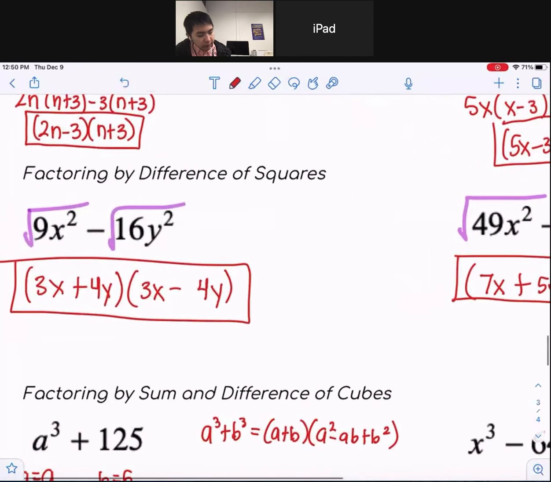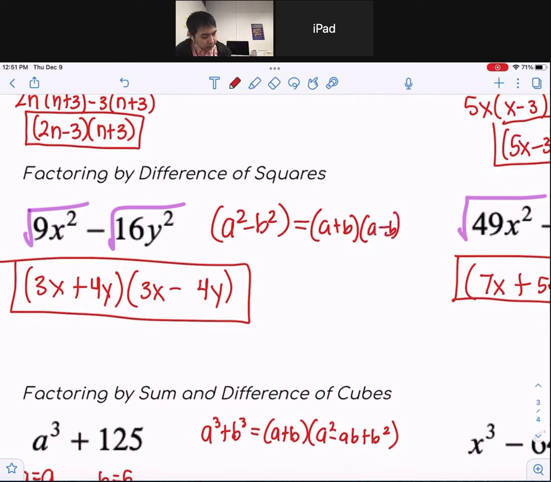Okay, so this type of factoring, you guys, remember, it's a squared minus b squared. They're both square rootable, and that equals to this factoring, right? So what times what is 9x squared? 3x times 3x. What times what is 16y squared? It's 4y times 4y. So 3x times 3x, 4y minus 4y, and it's a minus sign, so you guys factor it by difference of squares.